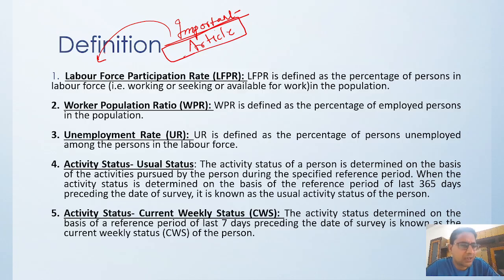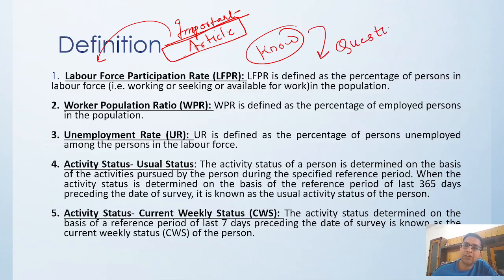They will write right now the level for participation rate, that is, working population ratio. Okay, so you should know these definitions by heart. Whenever any question comes regarding this, you have to quote these terms: unemployment rate, working population ratio, labor force participation rate, activity status, current weekly status, like that you have to quote.